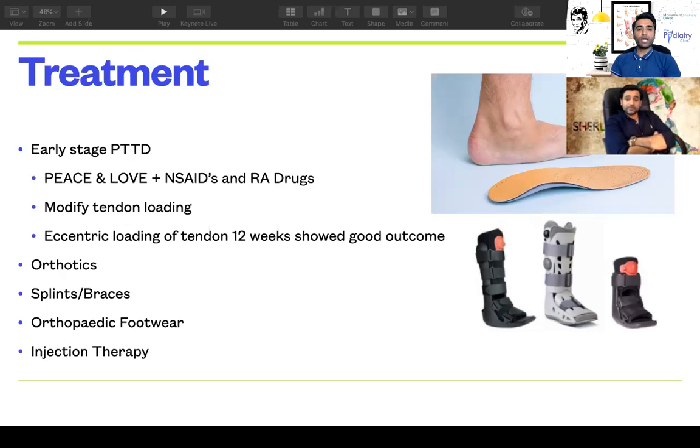I agree. Anything more to add on the treatment? No. Have you got anything else?